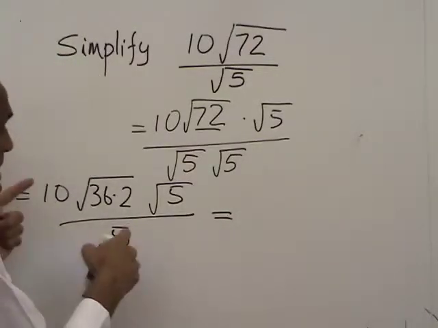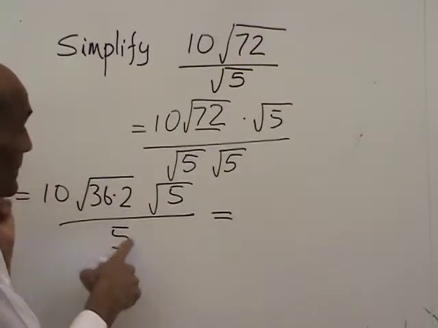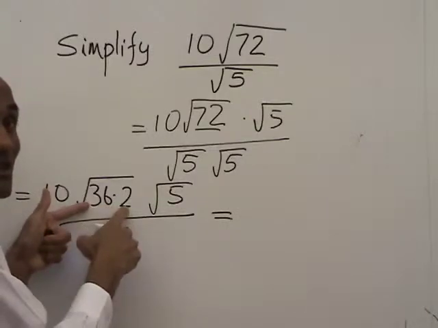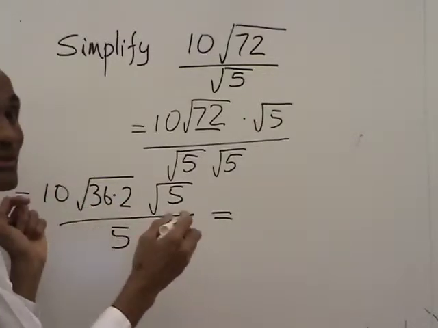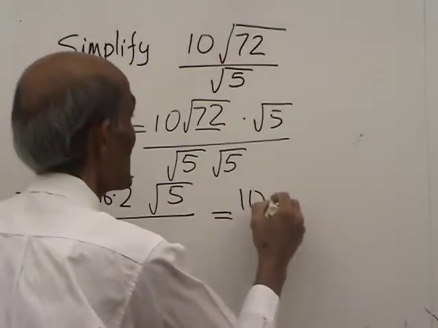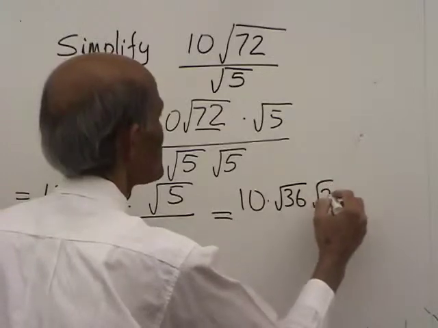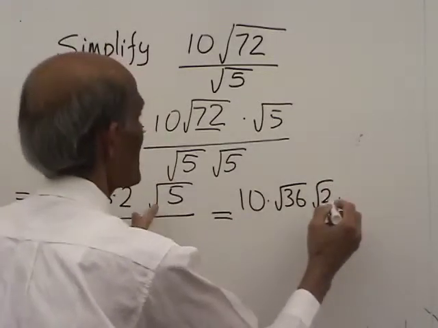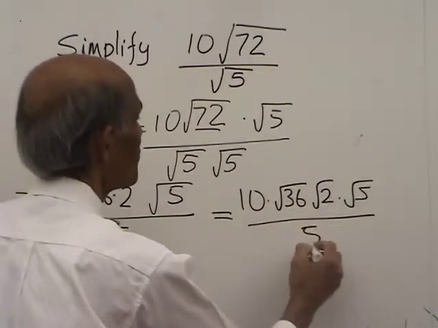Alright, what else we can do now here? First of all, let's leave these numbers. We will cancel them later. We can separate this into two radicals. Square root 36 times square root 2. So that will be 10 times square root 36 times square root 2 times square root 5 all over 5.